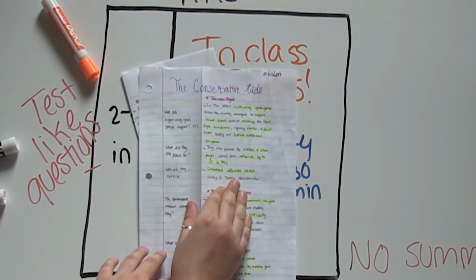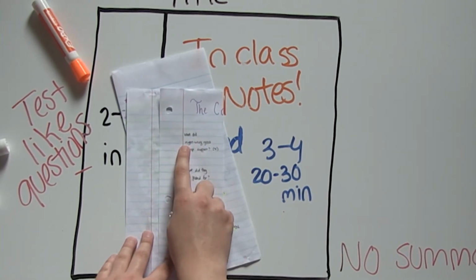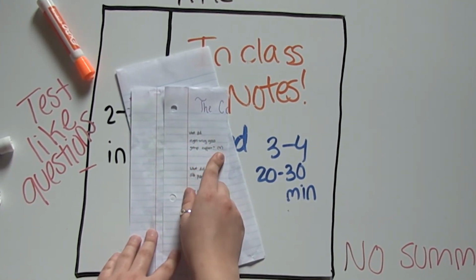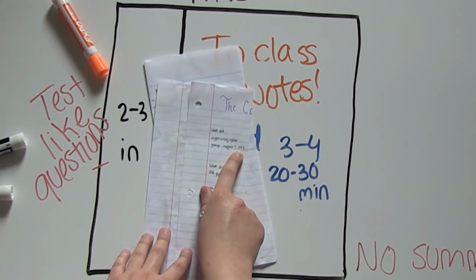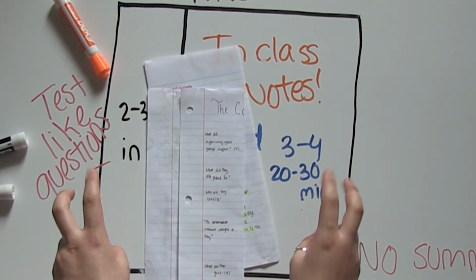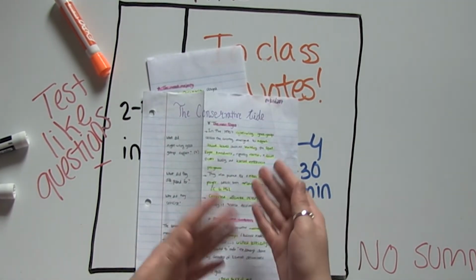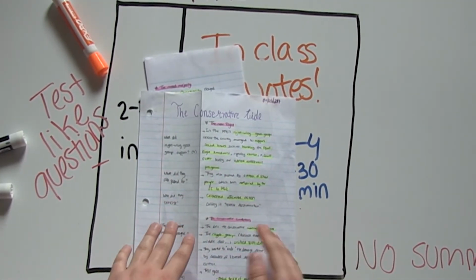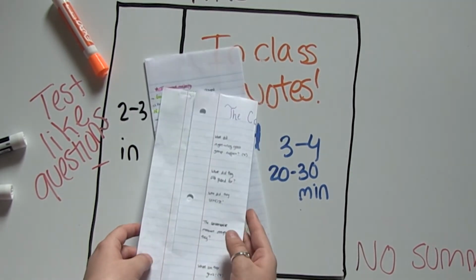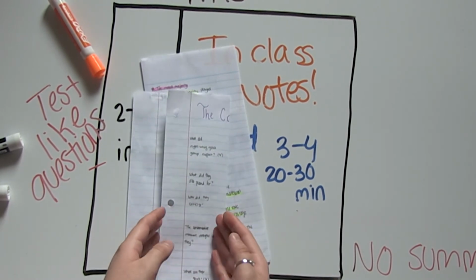And then I write test-like questions. So, what did the right-wing grassroots groups support? As you can see, I have a 4 there as a hint to tell me there are 4 things that they supported that I should know about. So when I'm studying, I say them all, or I memorize them all.